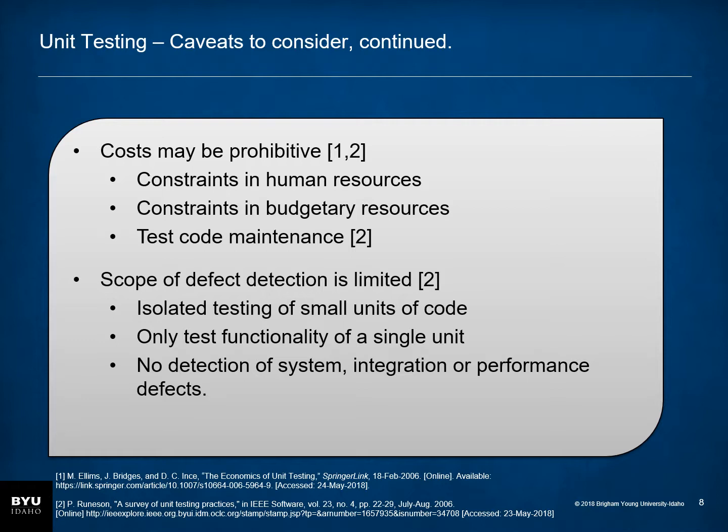A final caveat is unit testing is a limited scope for finding software defects. Unit testing is done in isolation with the purpose of validating the functionality of a small unit of code and to root out defects in the unit of code. Unit testing by nature is not helpful in detecting system integration or performance defects.